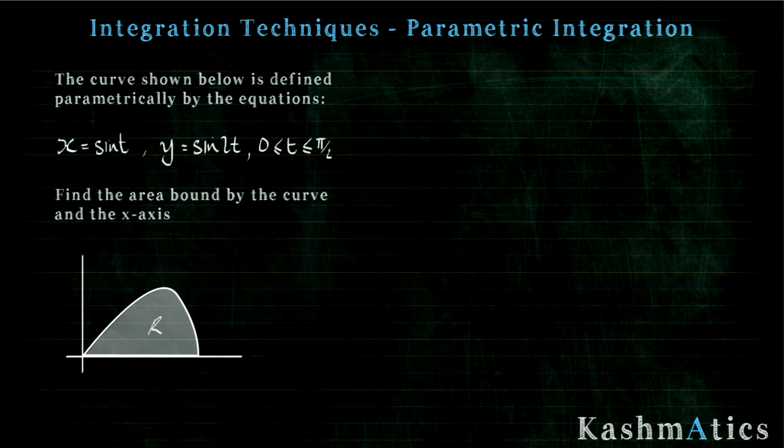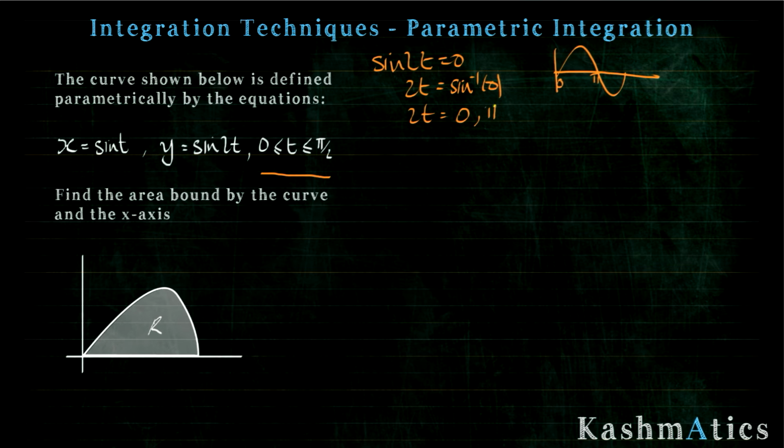Now this next example is trickier because it involves trig functions, and whenever you're dealing with trig functions you have to look really carefully at the domain of t when you're deciding what your limits are. So just like before, I need to solve y equals 0. So I've got sine 2t equals 0, which means 2t is the inverse sine of 0. And if I look at my sine curve, okay, now because the domain is between 0 and pi over 2, and I've got 2t, I can look between 0 and pi, so I can see that 2t is 0 and pi, which means t is 0 and pi over 2. So these here are my limits.